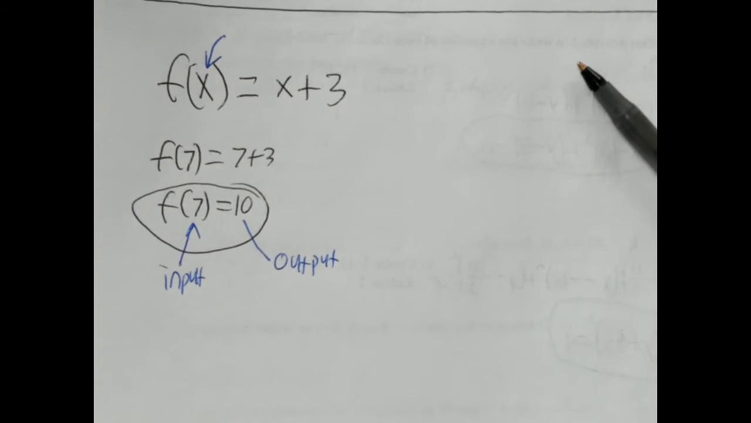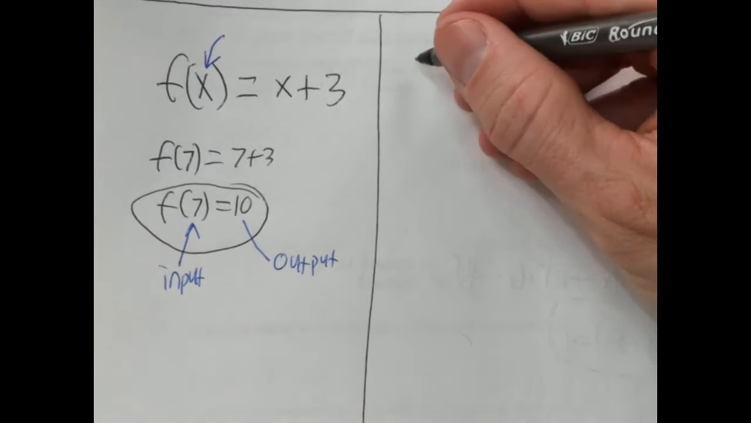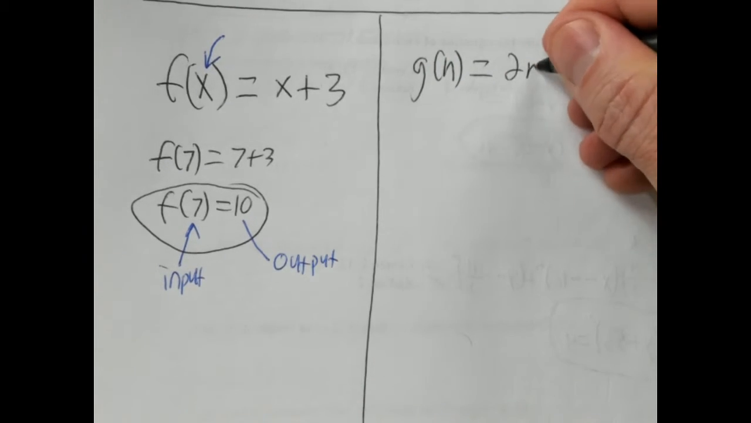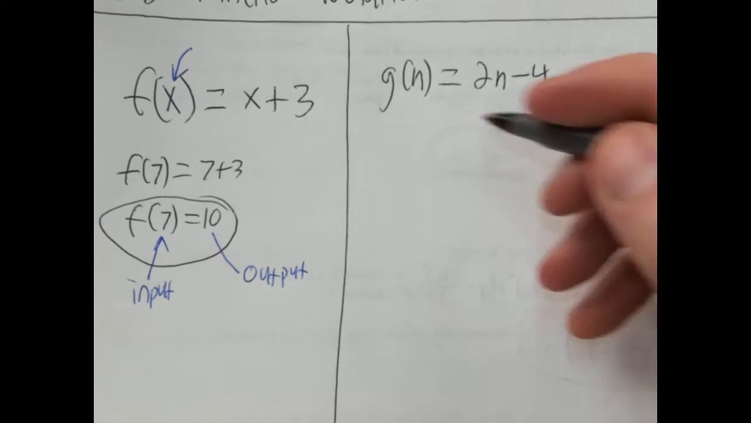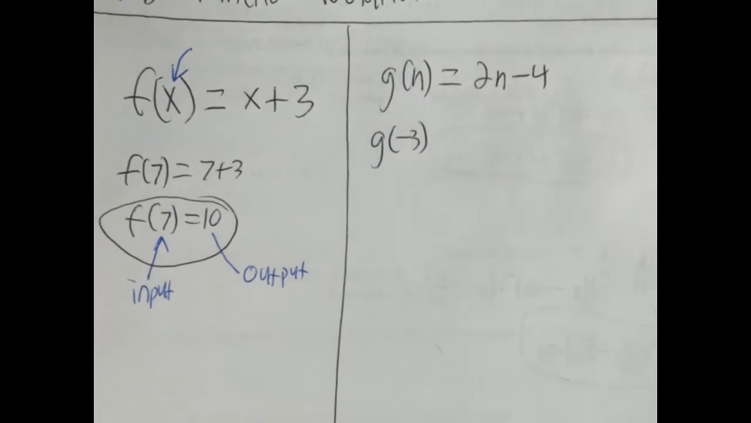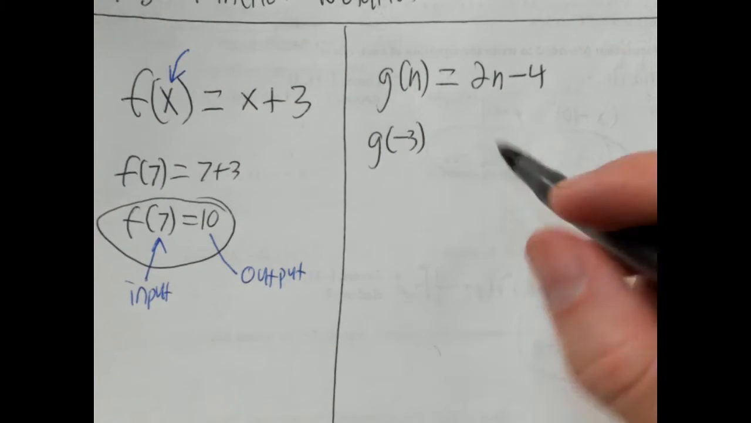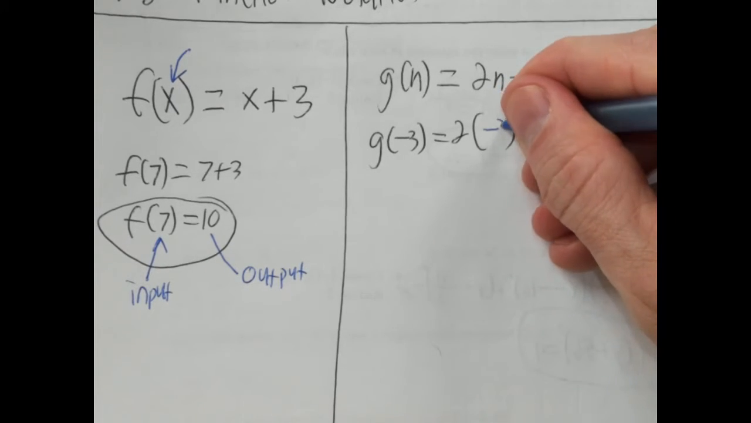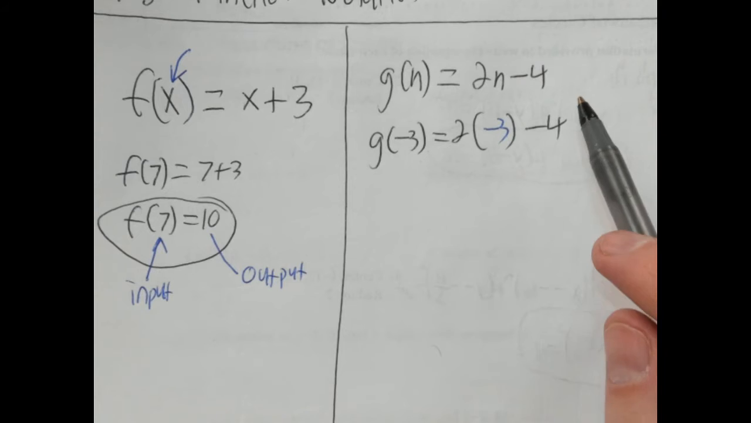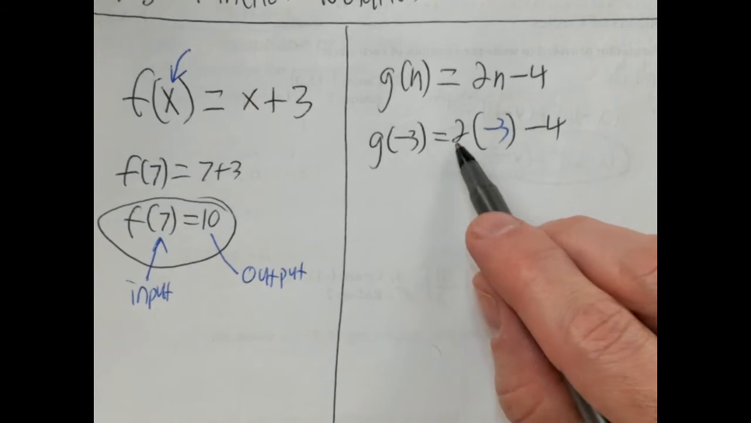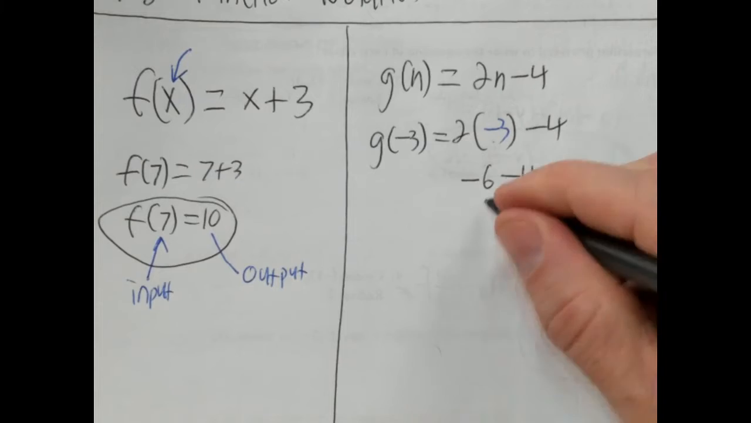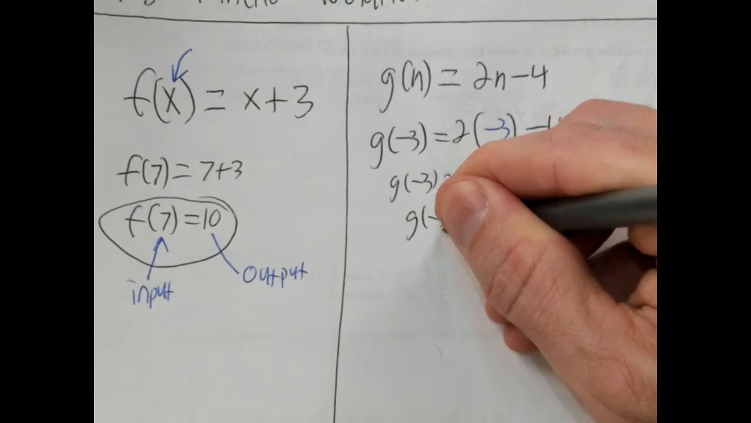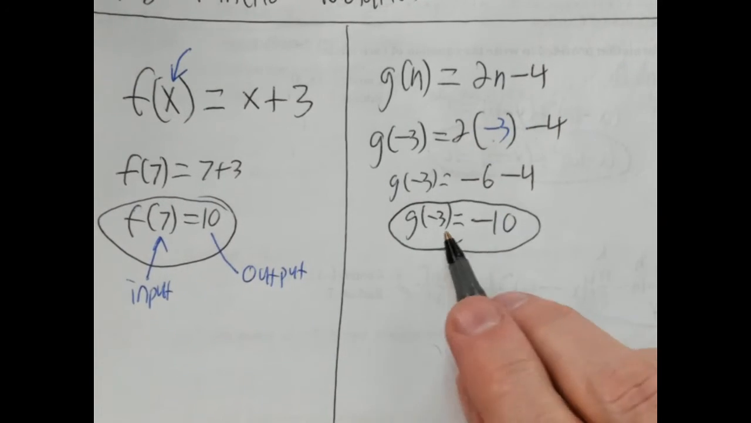Okay, it's pretty straightforward. So let's say we have g of n, right? And g of n is going to be 2n minus 4, right? Okay, and that's asking us to find g of negative 3. Well, we're going to take this negative 3 and plug it in where the n was, right? So we're going to say 2, and negative 3 will go where that n was, okay? And we're going to still follow our order of operations. We're going to multiply before we subtract. So 2 times negative 3 would be negative 6, minus 4 would be negative 10. So g of negative 3 would be negative 10. All right, so this is our input, this is our output.